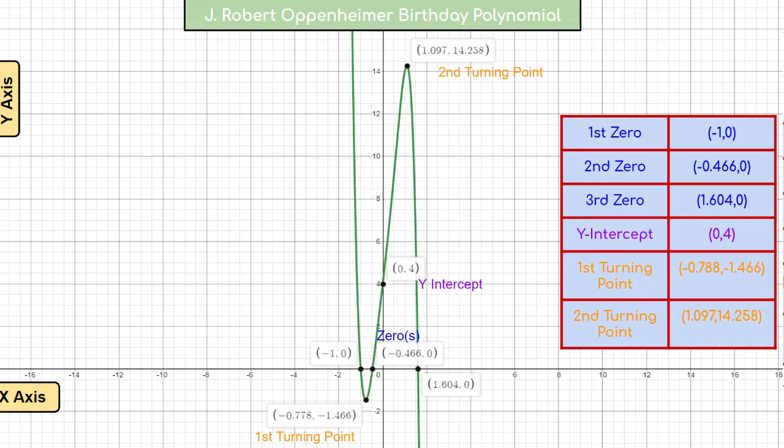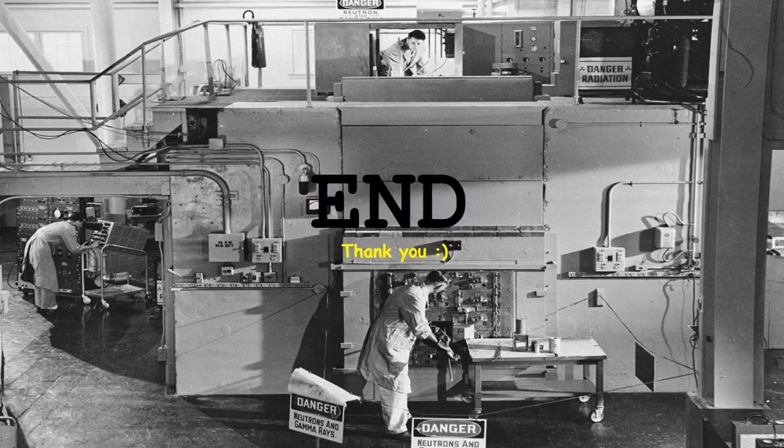This is the graph with all the points labeled. The table shows all the numbers colored if you can't directly see on the graph, with blue being the zeros, purple being the y-intercept, and orange being the turning points. And though this may not be the most perfect representation of an atom, you shouldn't go around splitting them either way. Thank you for your time.